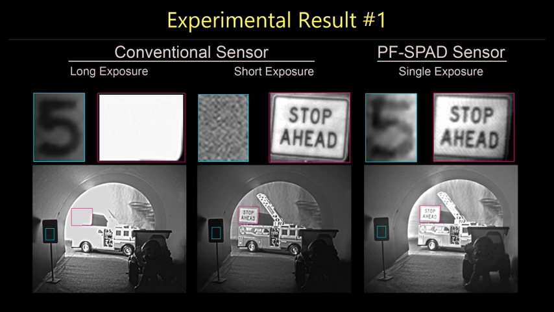Here we show a scene depicting an imaginary car driving out of a dark tunnel. With a conventional sensor, the regions inside the tunnel, such as the speed limit sign, are captured reliably, but the sign outside the tunnel appears saturated. With a shorter exposure time, the sign inside the tunnel is not legible, but the brighter stop sign becomes visible. Our PF-SPAD prototype captures both ends of the dynamic range in a single shot. The dark text is visible simultaneously with the bright text.